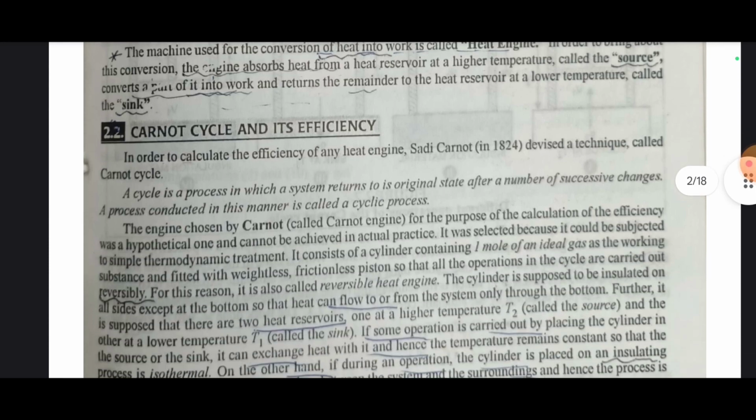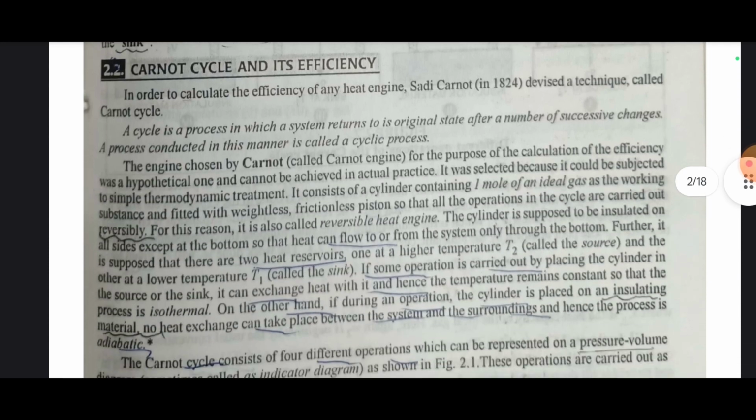Second, Carnot cycle and its efficiency. In order to calculate the efficiency of any heat engine, Sadi Carnot devised a technique called the Carnot cycle. A cycle is a process in which a system returns to its original state after a number of successive changes. A process conducted in this manner is called a cyclic process.